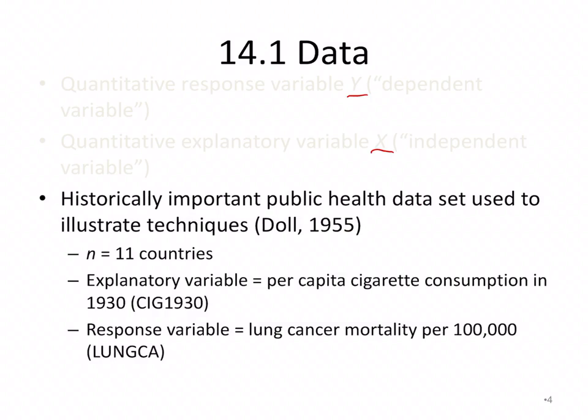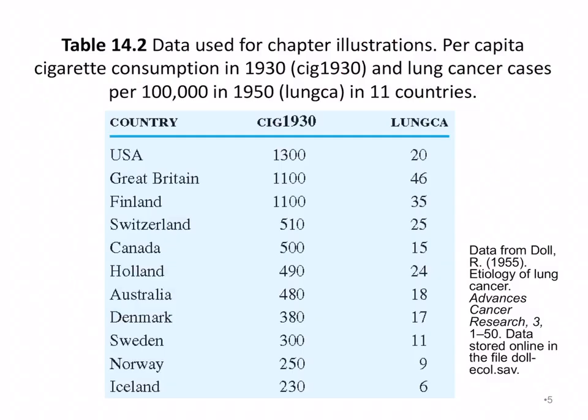A historically important public health data set used to illustrate techniques was Doll of 1955. This data set looked at cigarette smoking and lung cancer rates per 100,000 mortality. So we'll see here in this next slide this actual data. Here you have your country, so we can look at USA, and we have cigarette consumption in 1930, and then lung cancer rates in 1930 per 100,000, and then it has 11 other countries there.